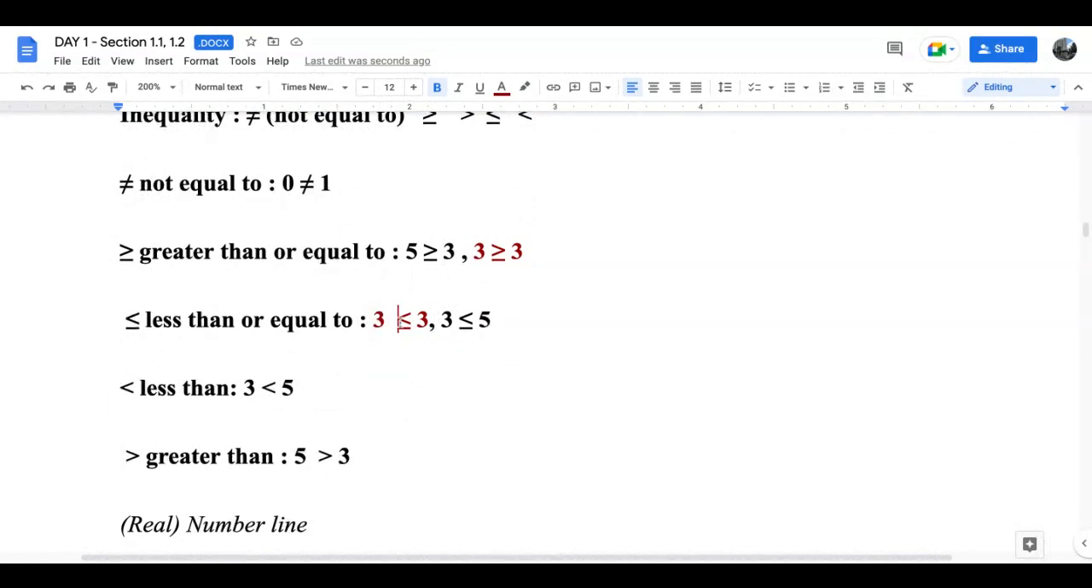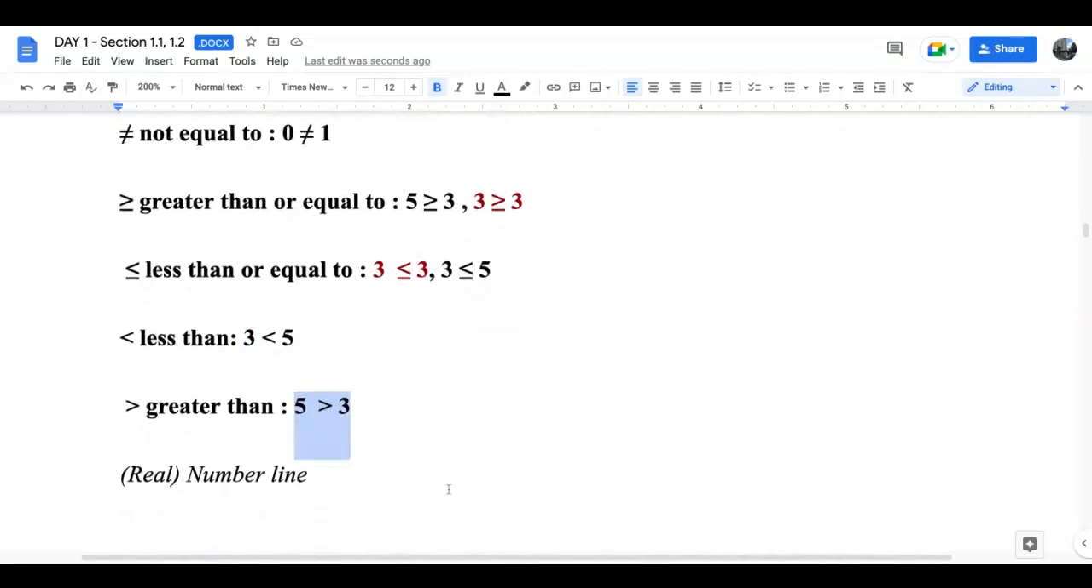Questions? I heard some sound. Anyone has any questions? 3 less than or equal to 3, 3 less than or equal to 5, 3 less than 5, 5 greater than 3.